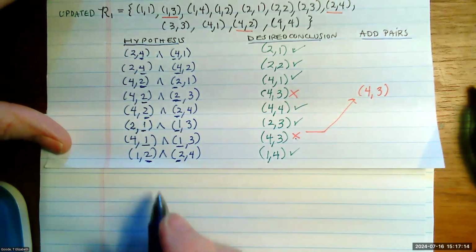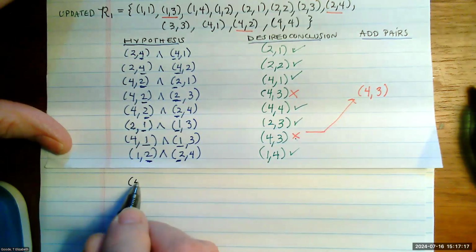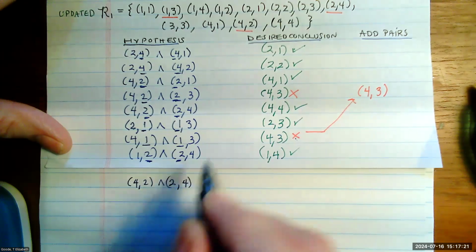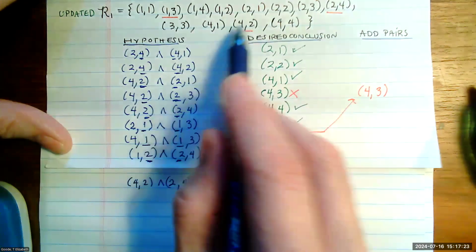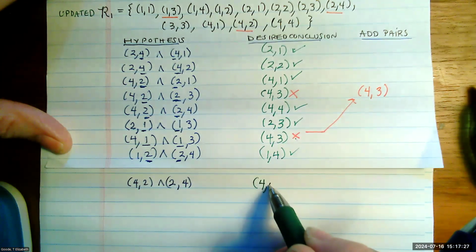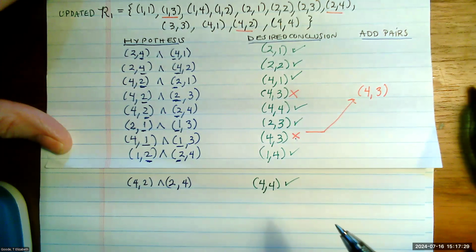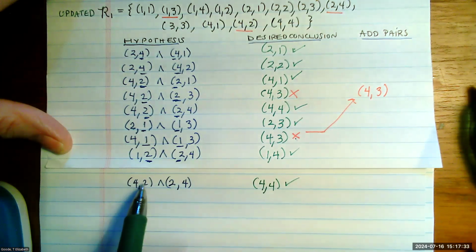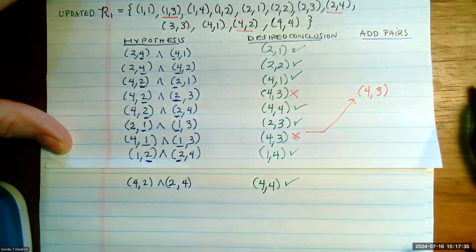4, 2. Okay, 4, 2 and 2, 4 are both in here. All right, and that would mean we need 4, 4, right? But we've got it. Anything else with a 2 for the second coordinate? I think that's it. Yeah, I think that's it.